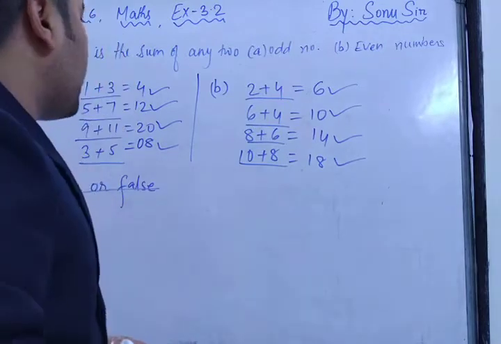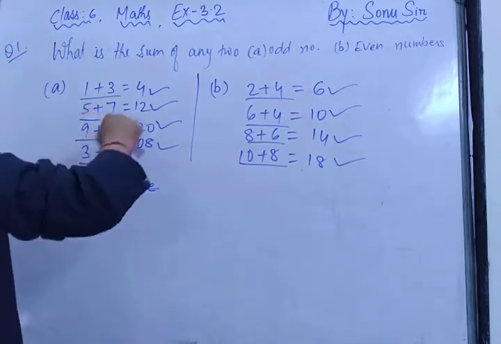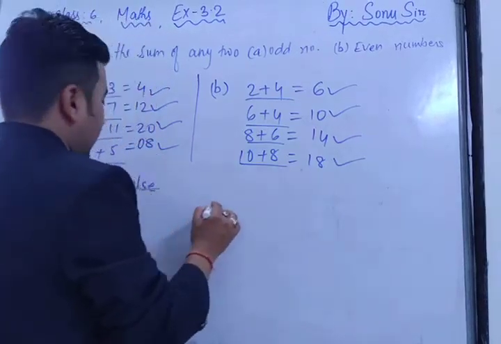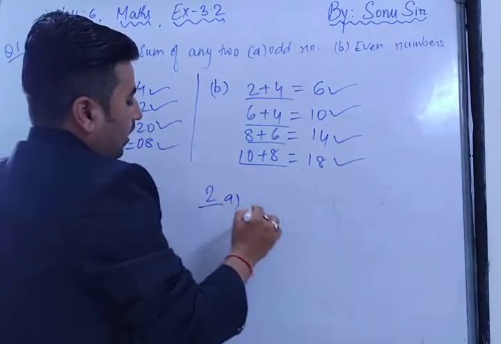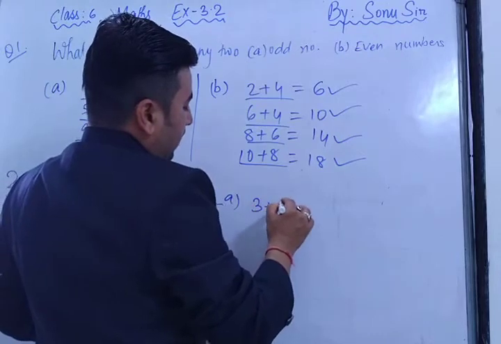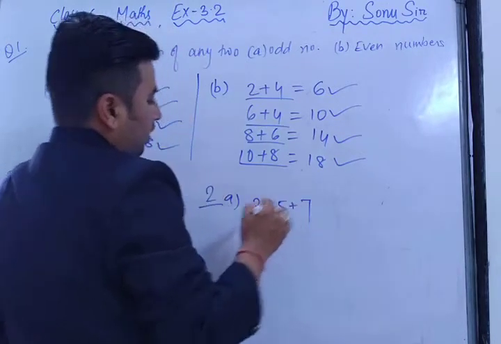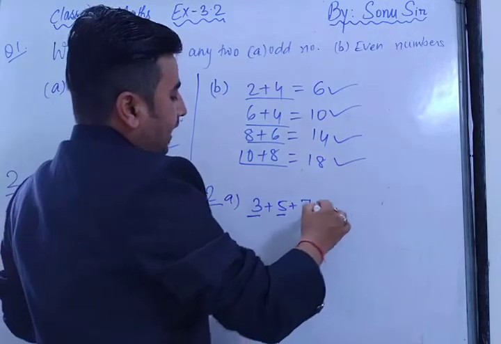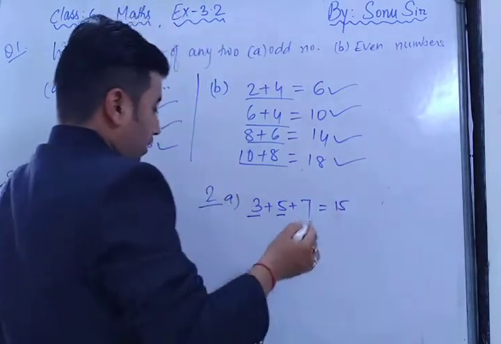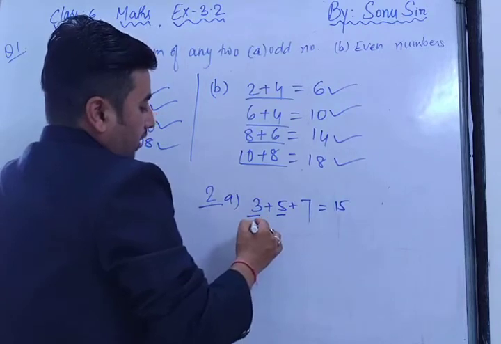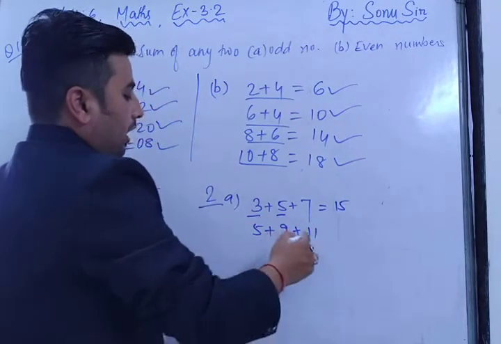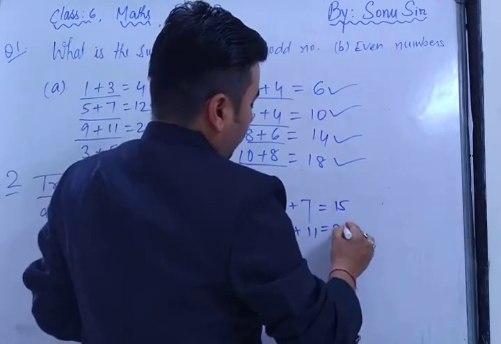Not possible. Why? Just suppose here we have done two odd numbers, the sum is even. Okay? Just suppose here our question number 2A is three odd numbers, 3 plus 5 plus 7. So 3 plus 5 is 8, 8 plus 7 is 15. Very good, it is an odd number. If we do 5 plus 9 plus 11, 11 plus 9 is 20, 20 plus 9 is 29.